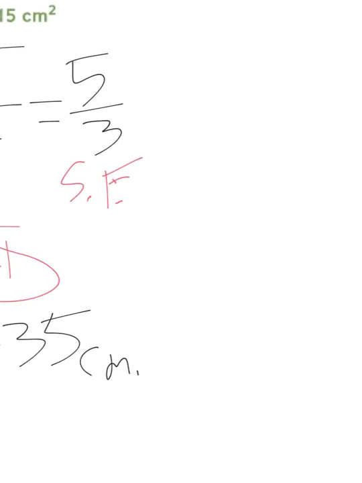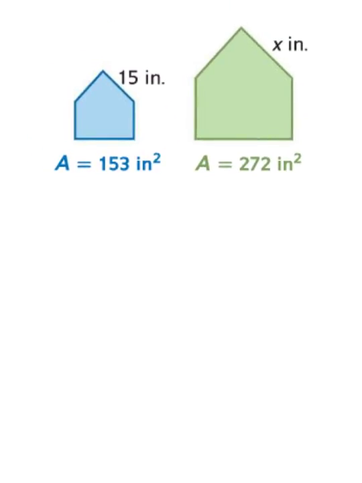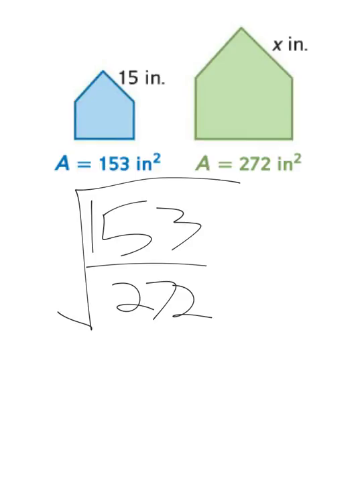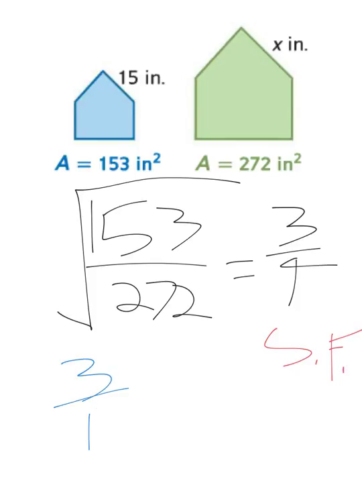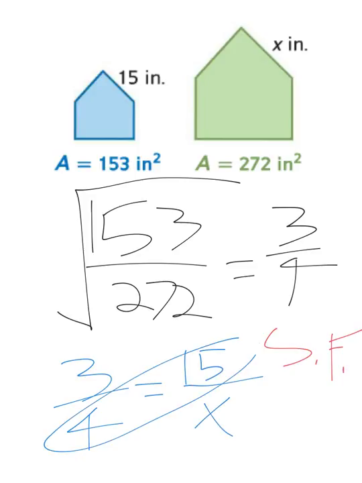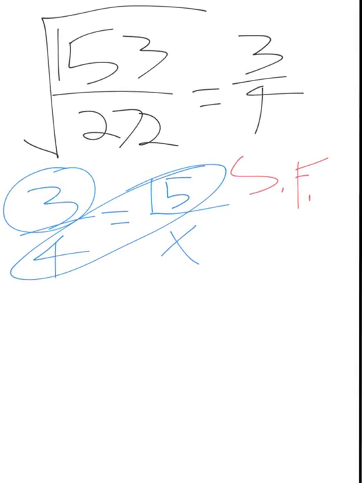Okay, last one. I'm going to work from left to right. 153 over 272, square root that. That's going to get me 3 over 4. So that's my scale factor. So 3 over 4 equals 15 over x. Cross multiply, divide, and you're going to get x is 20 inches.